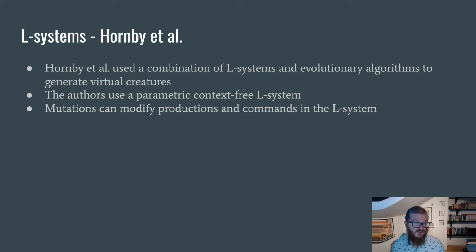Given two parents, the crossover of P0 and P1 works by replacing a subpart of P0's command with a subpart of P1's command and copying that to the new offspring. Mutations can modify both production rules as well as the commands used to create the creature. As usual, the fitness function measures how far the center of mass of the creature has moved.